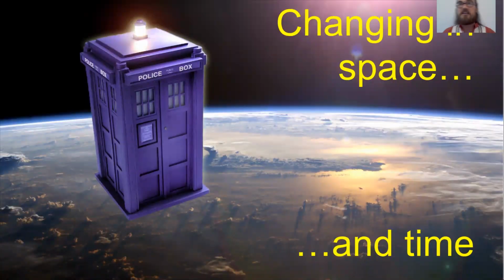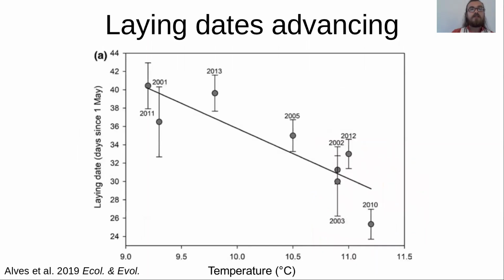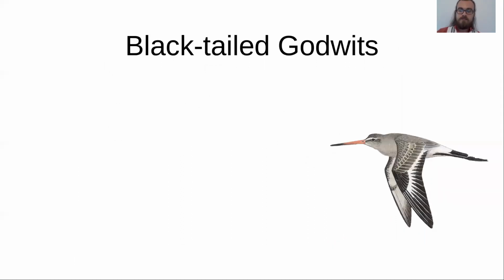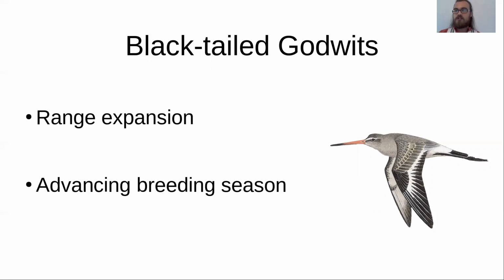But as well as changing in space, these godwits are also changing in time. So during the spring, the date on which they lay their eggs has been moving earlier. And this is a trend that was linked to temperature. So in warmer years, they're laying eggs earlier, and the chicks also fledge earlier. So to sum up, Godwits are undergoing range expansion and also an advancing breeding season.